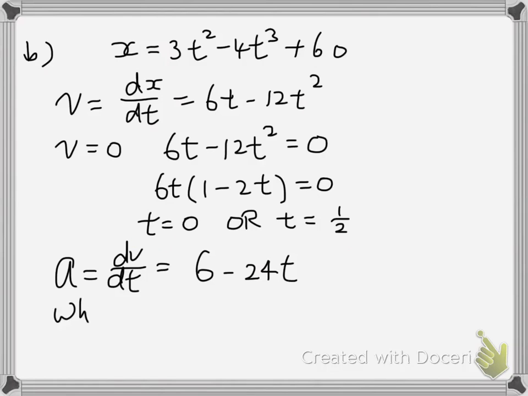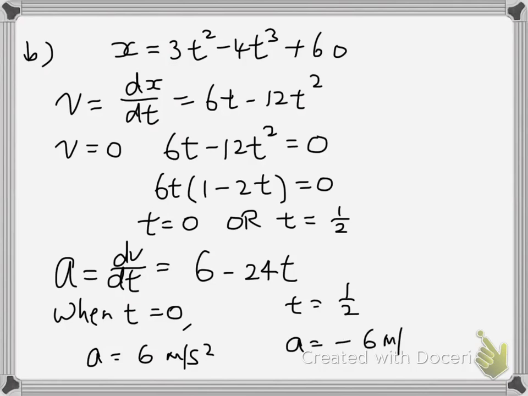So when t equals 0, what is a? 6 meter per second squared. When t equals to half, what is a? Negative 6 meter per second squared. Okay? So part C then.